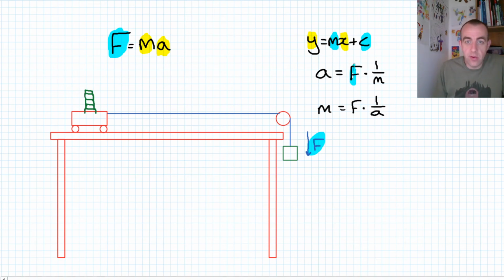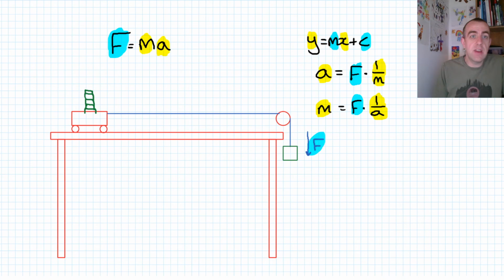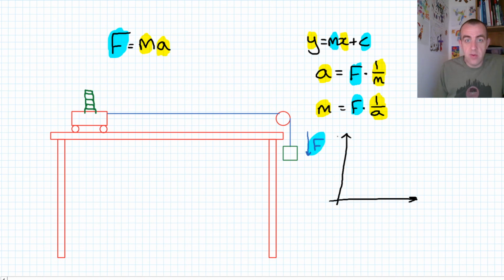In both cases, the force is constant, and in both cases, we're plotting a variable equals a constant times a variable, because if mass is a variable, then 1 divided by mass is a variable. Or if acceleration is a variable, then 1 divided by acceleration is a variable. And so on our graph, it doesn't actually matter which way round we plot it. The gradient will still be the same thing. If we plot acceleration versus 1 over the mass, then we'd expect a line that does this, and the gradient would be the force that was applied to that car.